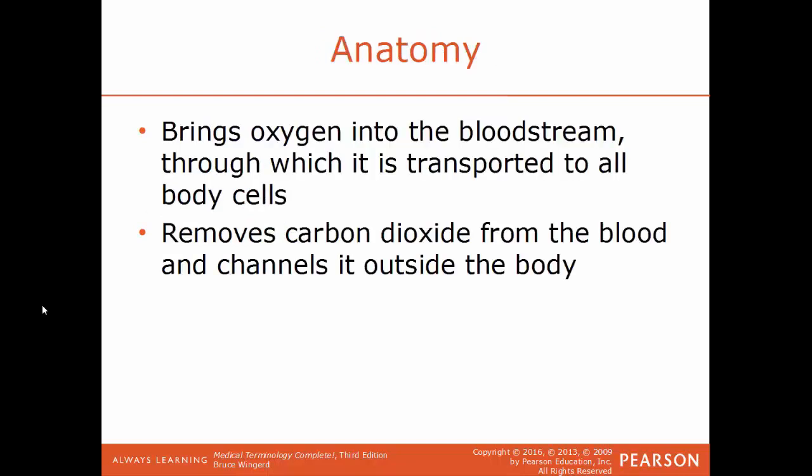Alright, now we'll talk about some basic anatomy of the respiratory system. The whole point of the respiratory system is to bring oxygen into the bloodstream so it can be distributed to all the cells in the body. And in addition, its function is to remove carbon dioxide from cells and take it to the lungs so it can be exhaled out of the body.